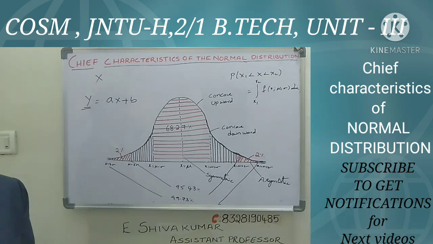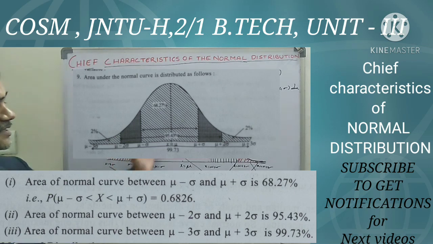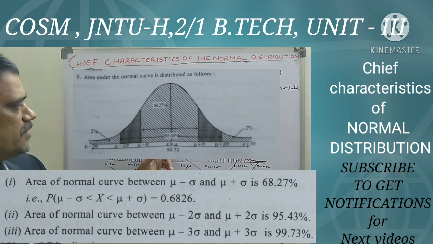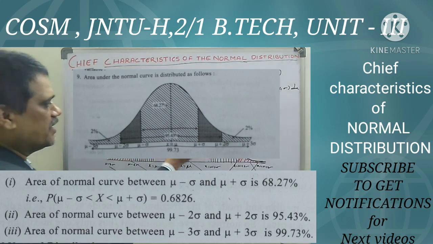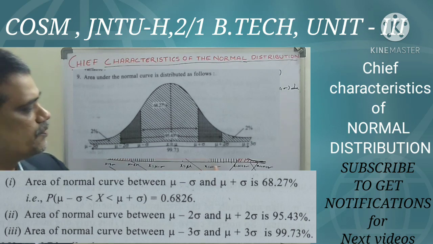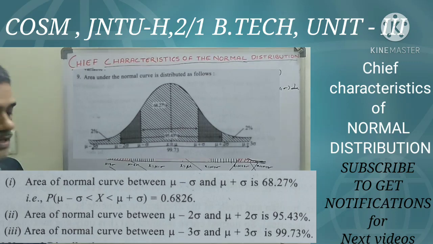Come to the ninth point. The area under the normal curve is distributed as follows. See this curve: the area under this normal curve is divided into parts like this. Between x equals mu minus sigma and x equals mu plus sigma, the area is 68.27%. Between mu minus 2 sigma and mu plus 2 sigma, the area is 95.43%. The area between mu minus 3 sigma and mu plus 3 sigma is 99.73%.